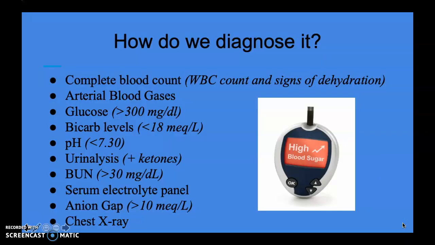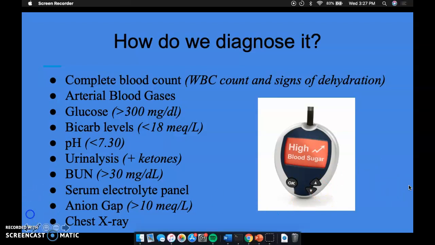How do we diagnose DKA? A complete blood count will be done, with WBC count being a sign of dehydration. ABGs will also be done with a pH under 7.3. Glucose over 300. Bicarb levels under 18. Urinalysis with ketones in the urine, a BUN over 30, serum electrolyte panel, an anion gap over 10, and a chest X-ray.